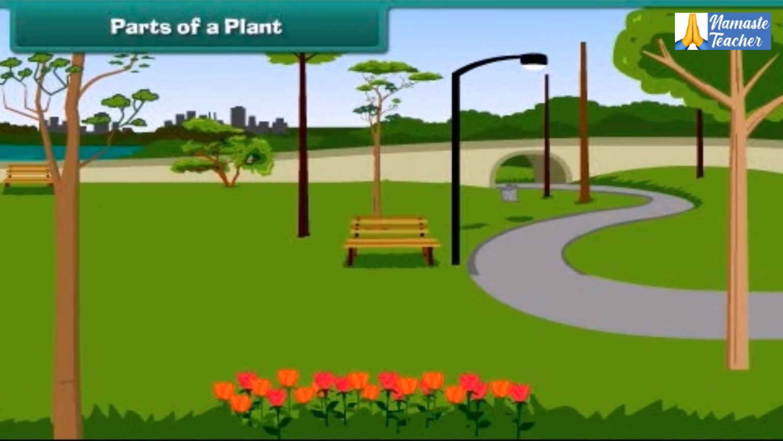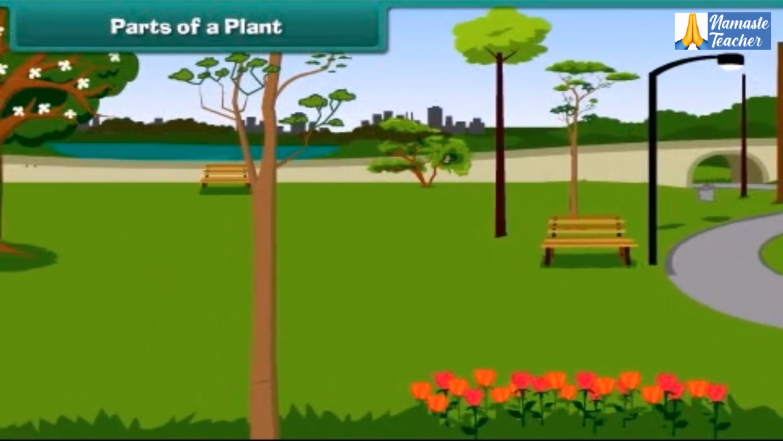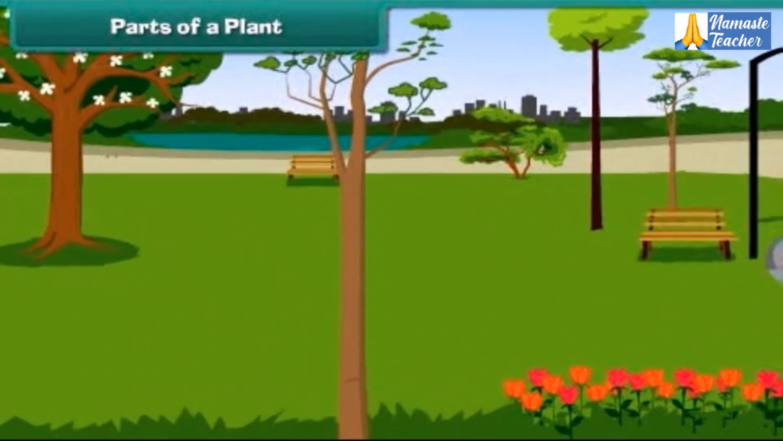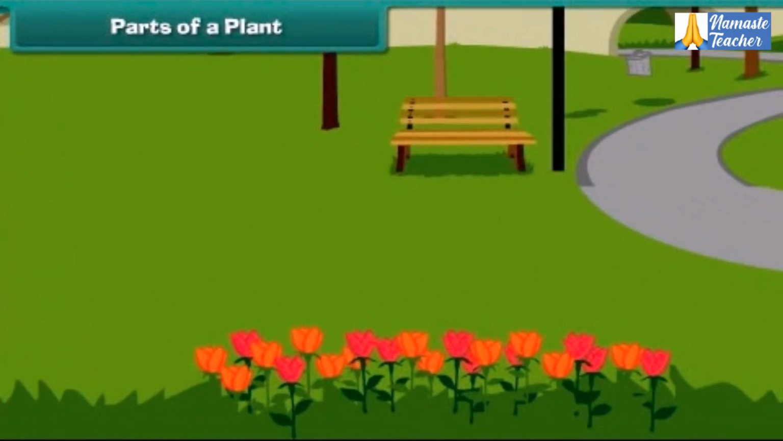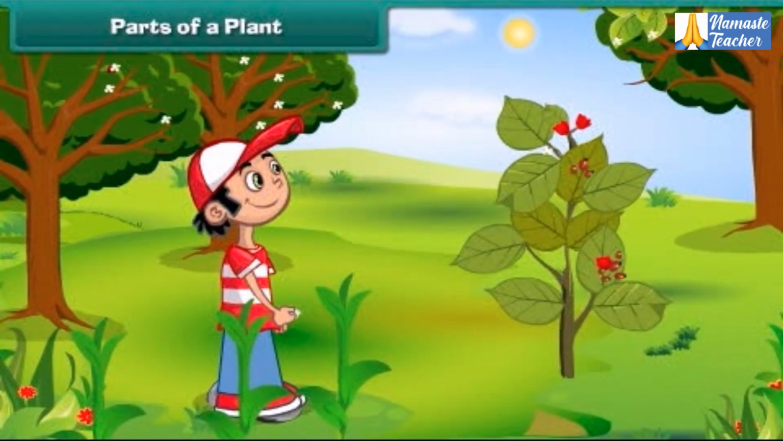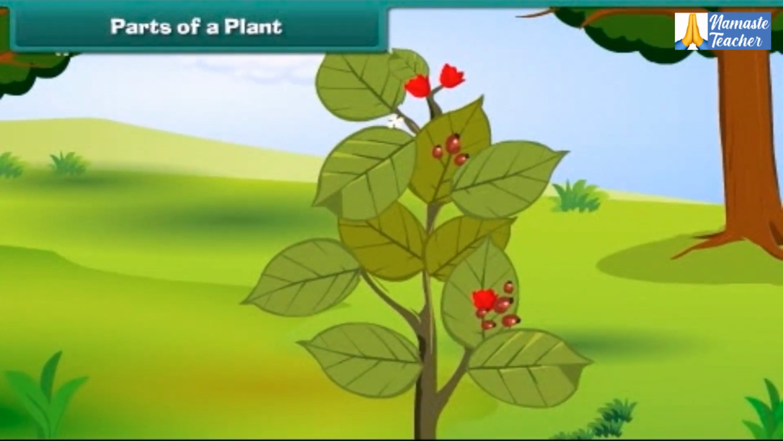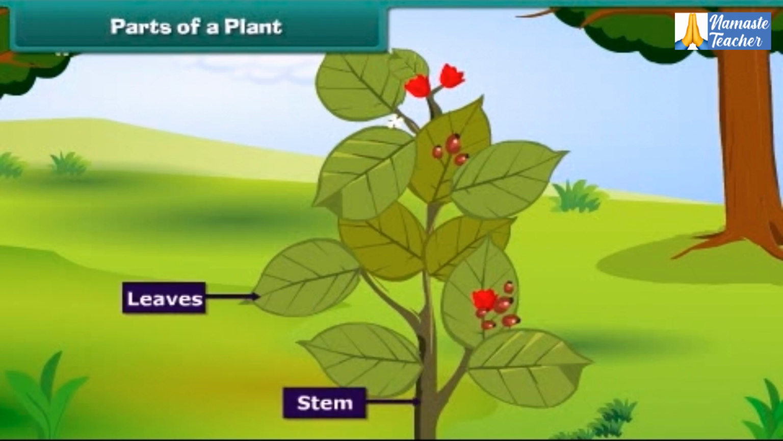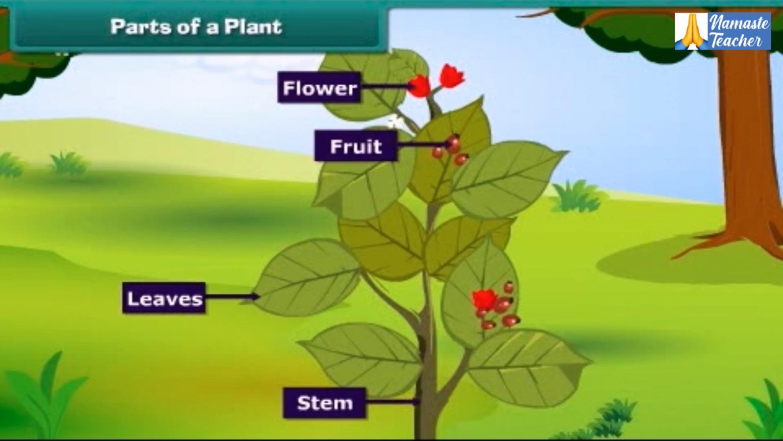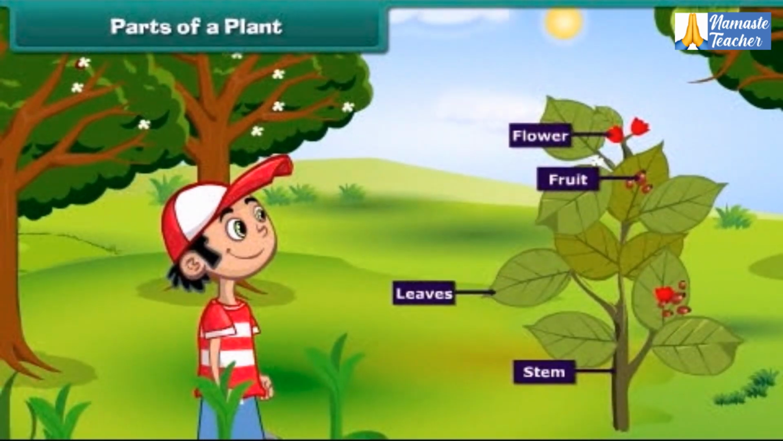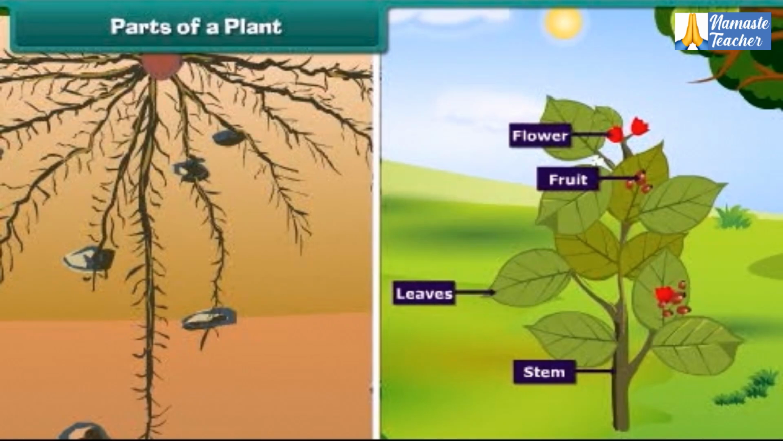Dear friends, as we can see around us, there are a lot of varieties of plants and trees. They all are green in color and provide peace to our eyes. But have you ever observed a plant closely? You can see some of its major parts, such as stem, leaves, flowers and fruits, above the ground. But do you know that some part is also hidden under the ground? This part is called root.